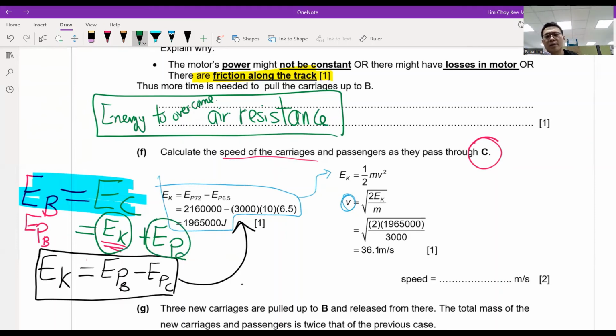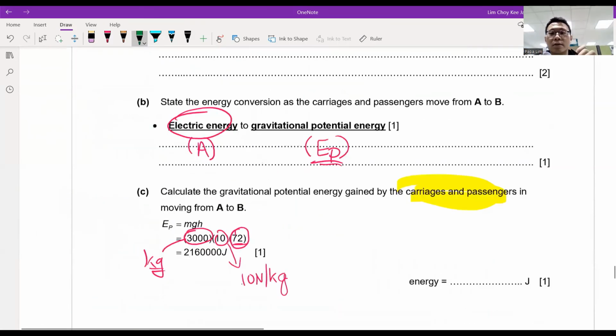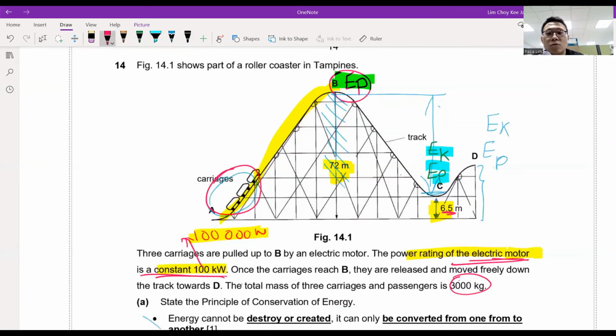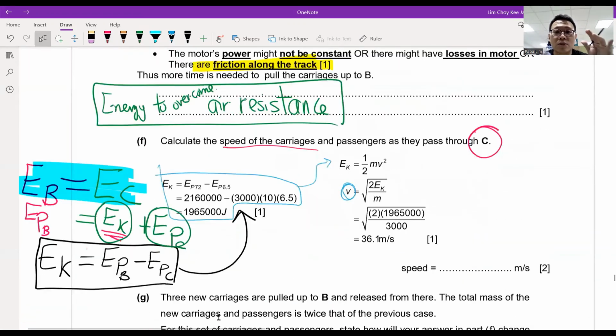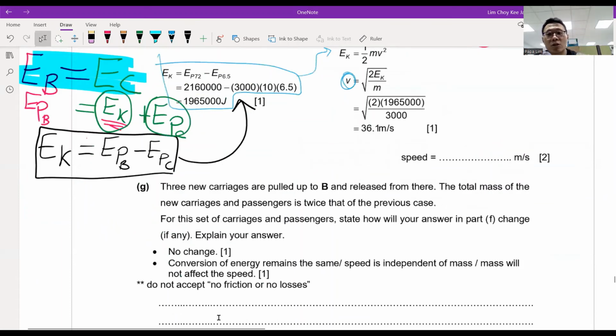One of the common mistakes that I see so far is that students always equate the potential energy at B 100% to the kinetic energy at C, totally ignoring the remaining potential energy at C, which is due to your 6.5 meters. So please take note of how the question is crafted and answer the question accordingly. Don't just make your assumption, because in most questions you always see that the kinetic energy is equal to potential energy, but it doesn't mean all the questions have to be done that way. So please take note of it.